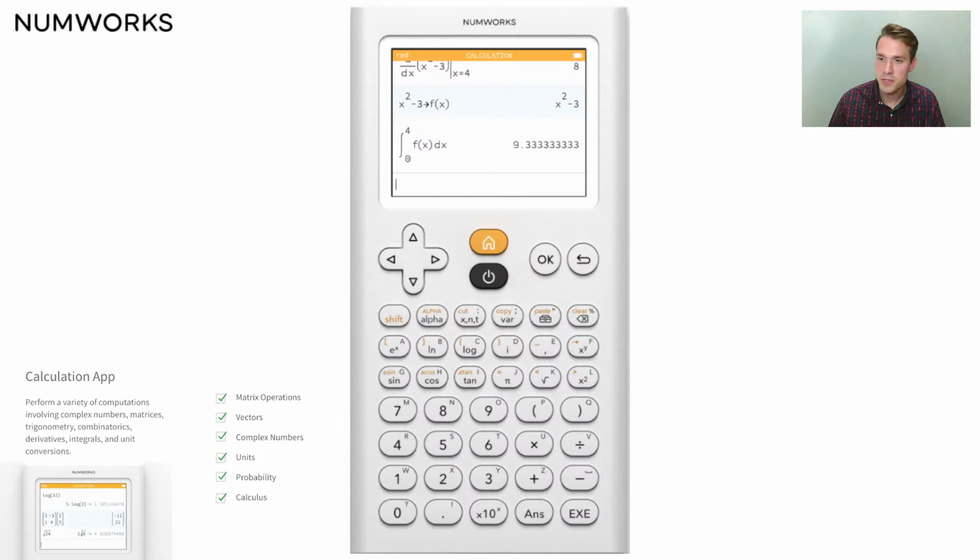So in that last example, I chose to store this expression as f of x, and I did that because I want to demonstrate how those stored values, those variables, are accessible across the different apps on the NumWorks calculator. So we're actually going to demonstrate that by moving into the Functions app.